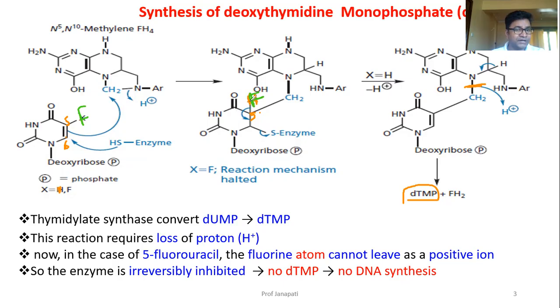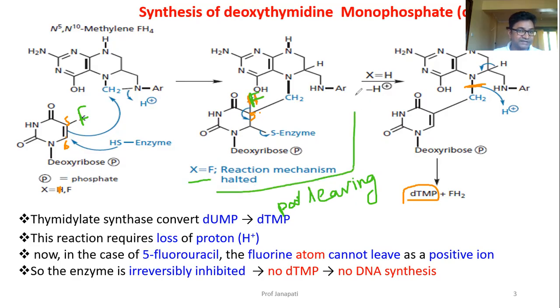The fluorine cannot be released. Fluorine is a bad leaving group, whereas the proton, H plus, is a good leaving group. Which one? Proton. Whereas fluorine is a poor leaving group. When there is a fluorine, as it cannot be abstracted by water, it stays here. So when X is F, the reaction mechanism is halted.